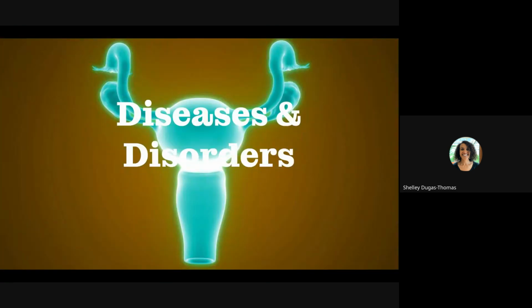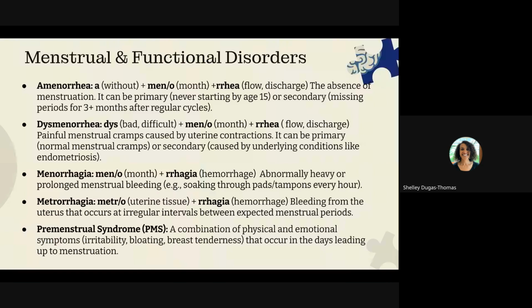Let's go into diseases and disorders. Let's decode some of these. All of these end in rhea, flow or discharge, or rhagia, which is bursting forth, heavy bleeding. Amenorrhea is without a month, that monthly cycle, and rhea, which is flow, literally meaning no monthly flow.